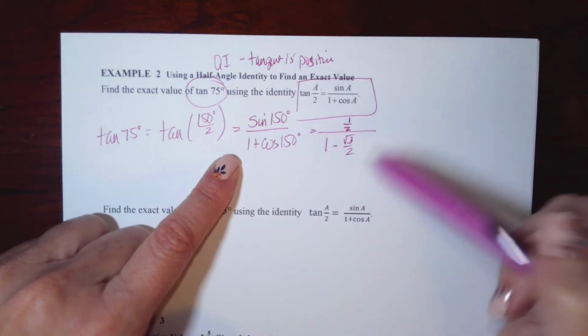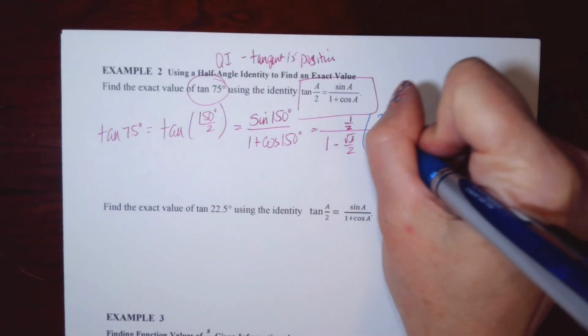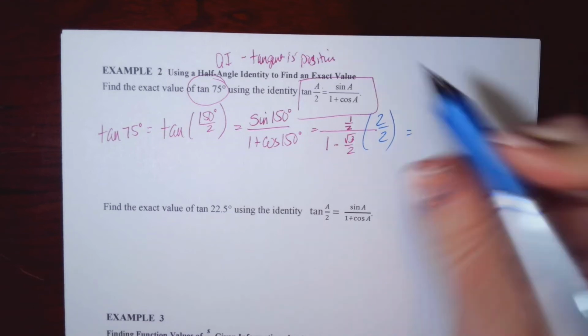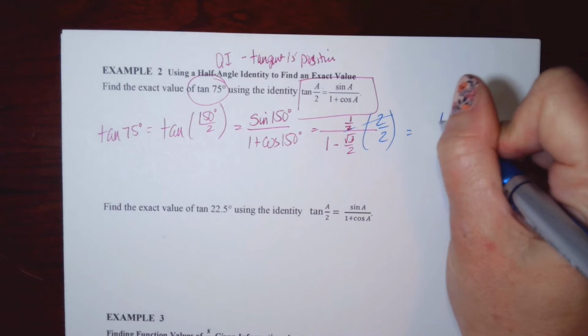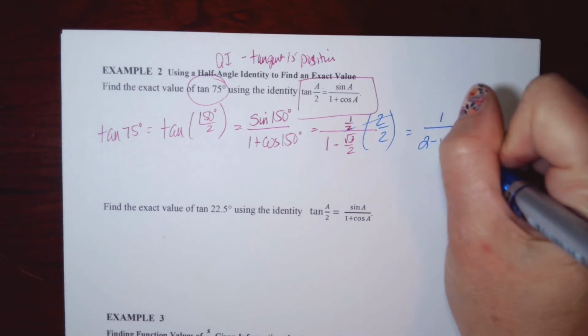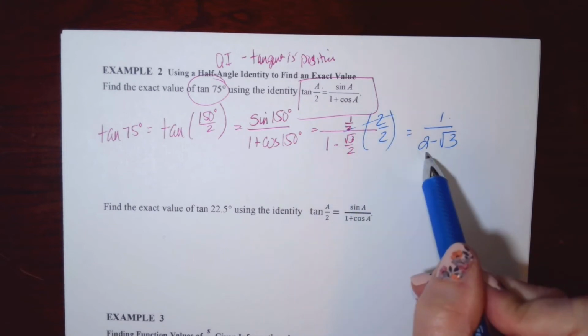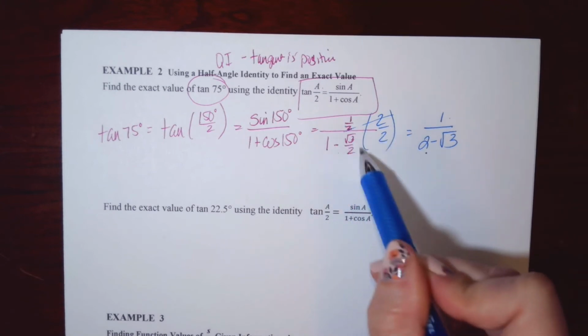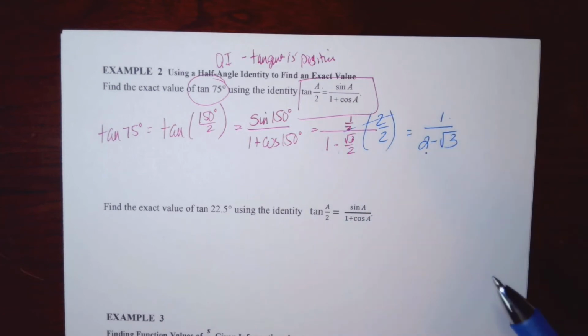I've got this ugly stacked rational expression again, so I'm going to use my multiplying by a well-chosen 1 to clean out those internal denominators, which gives me 1 over 2 minus square root 3. 2 times 1/2 is 1, 2 times 1 is 2, 2 times this square root 3 over 2, those 2's are going to cancel here. So I have 1 over 2 minus square root 3.